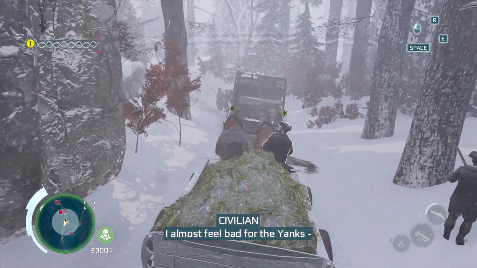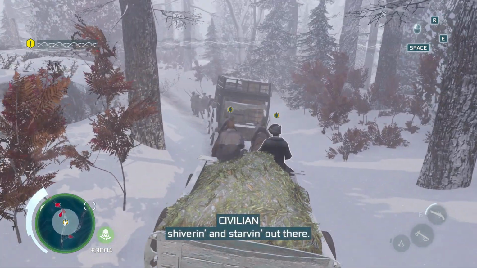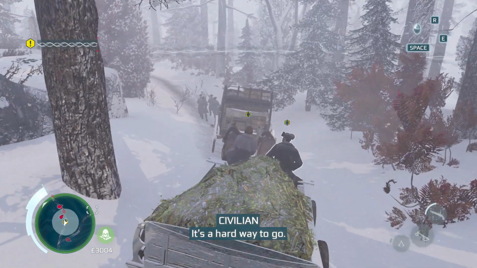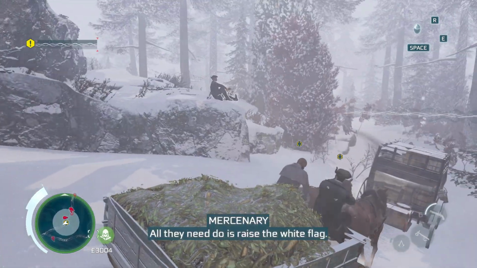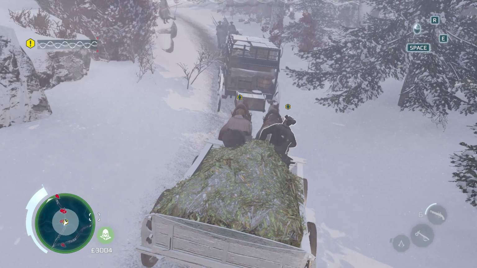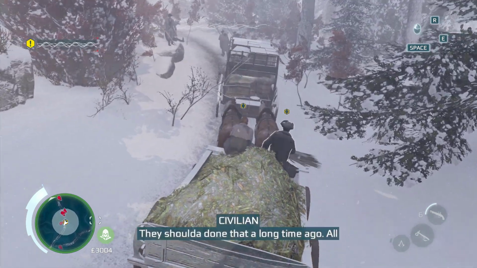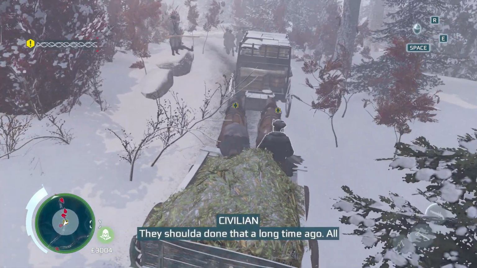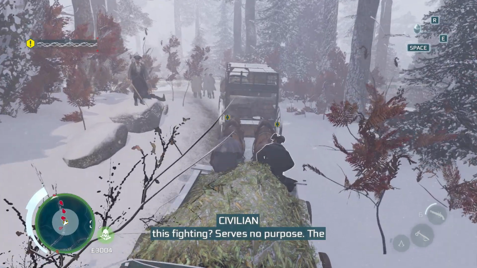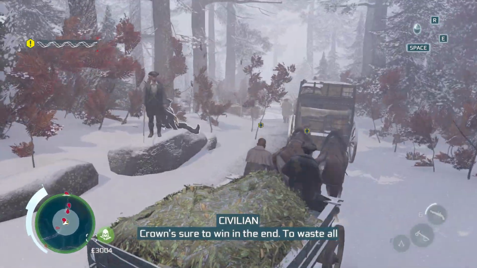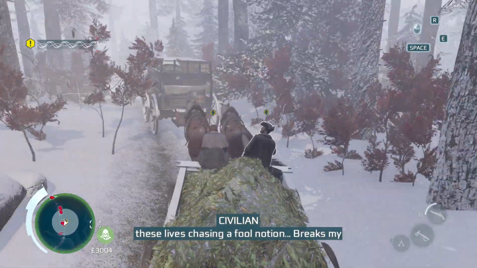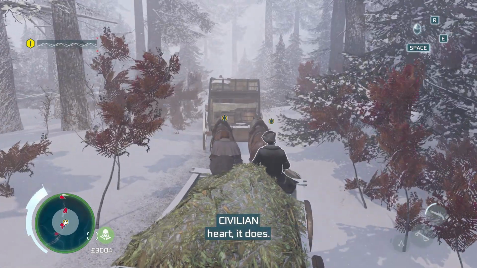I almost feel bad for the Yanks, shivering and starving out there. It's a hard way to go. All they need to do is raise the white flag. They should have done that a long time ago. All this fight serves no purpose. The Crown's sure to win in the end. You waste all those lives chasing a fool nation.